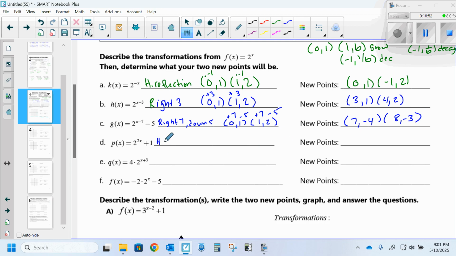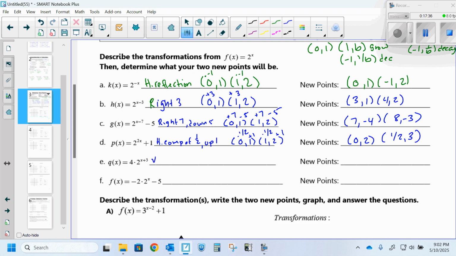Here you have a horizontal compression of 1/2 and up 1. And I think if you remember (0, 1), (1, b) a lot, it'll be a lot easier if you continue to write it. So the 2 is affecting the x values, but you're going to be flipping that, so that's times 1/2. Horizontal stretches and compressions and vertical stretches or compressions are always multiplying. Up 1, so up and down and left and right is always adding or subtracting. So that'll be (0, 2), (1/2, 3).